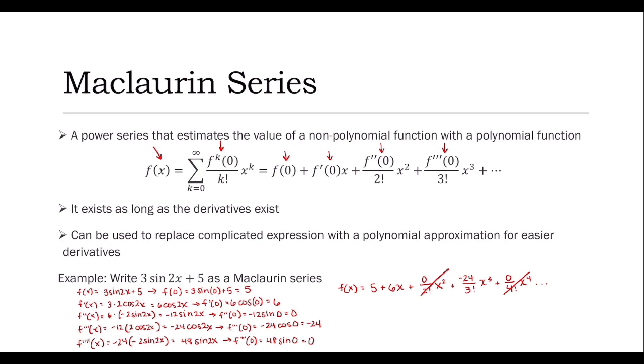3 factorial is 3 times 2 times 1. So we'll divide 3 from our negative 24, so that's negative 8. And then we'll divide our 2 as well to get negative 4. So f of x equals 5 plus 6x minus 4x cubed. So if you were taking a limit or a derivative, you could use this instead of the original function for an approximation.